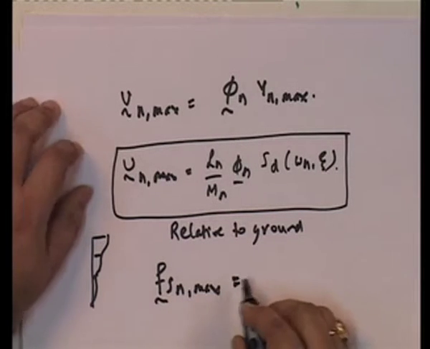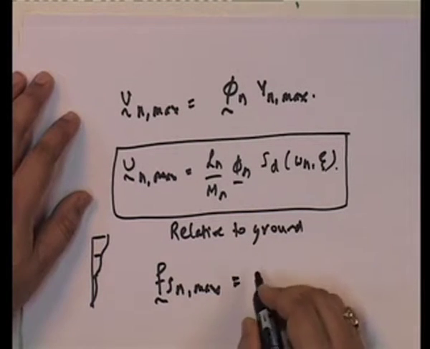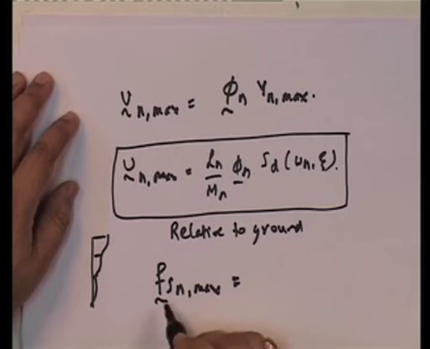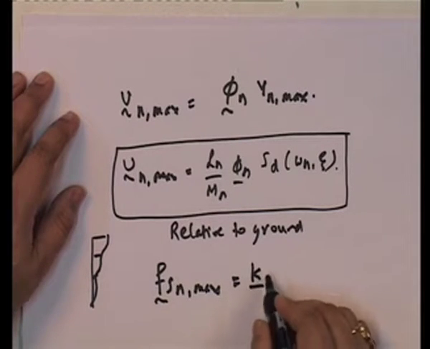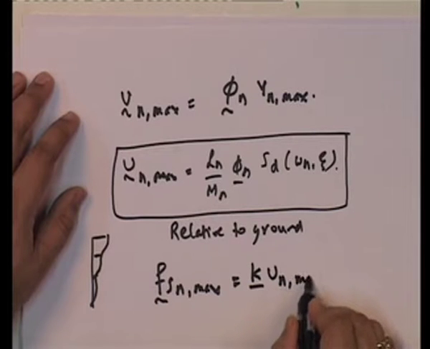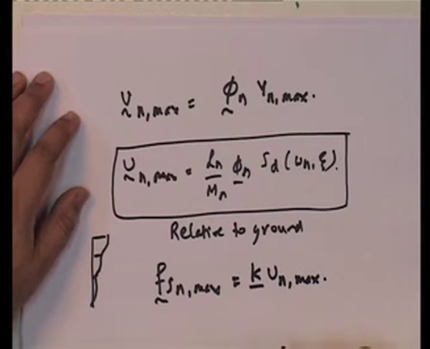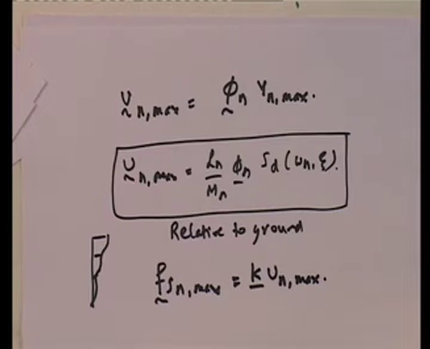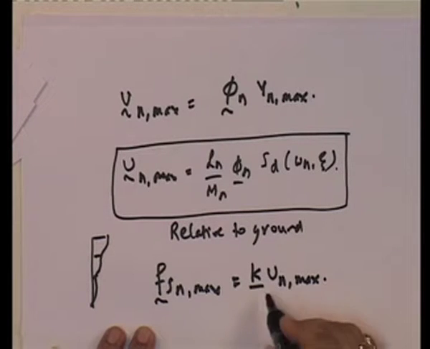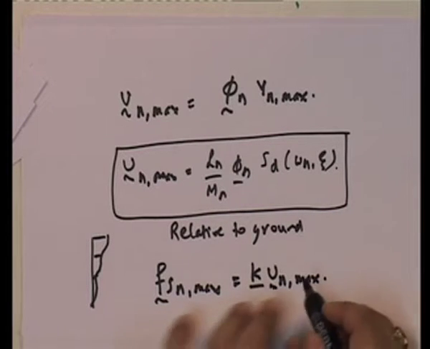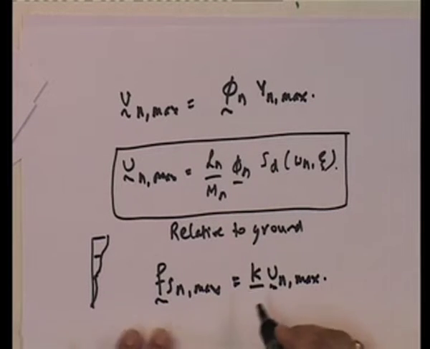So, if you look at it, this is going to be equal to what? It is going to be equal to k into Vn max. Do you agree to that? Right? Okay. So, now this is Fsn, because this is the load that statically gives this displacement. So, this is the load.